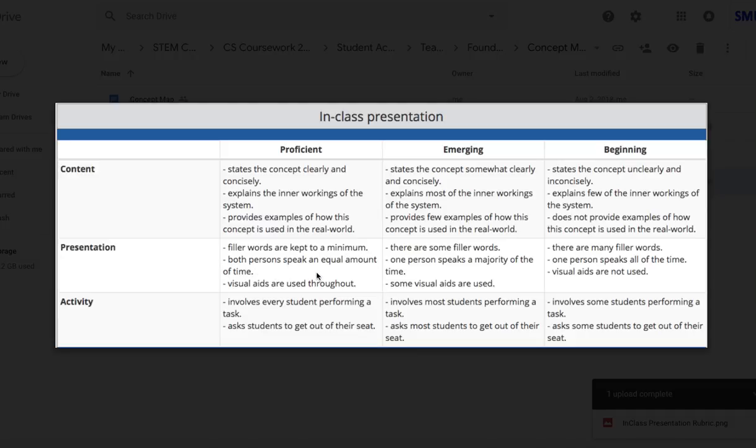And that both people speak an equal amount of time. Visual aids are used throughout, and if you have a PowerPoint component with a sufficient amount of visual aids, then you should be able to knock that criteria out without any problems.